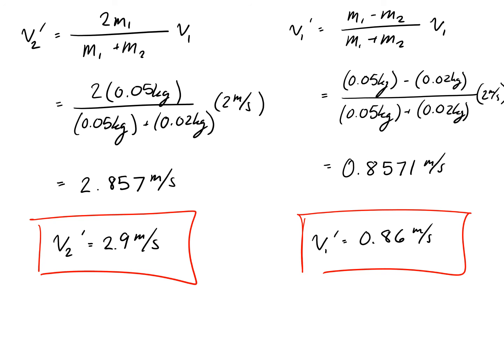So we can check if these answers make sense. Because just looking at it, it seems a little wild that somehow marble 2 is moving faster than marble 1 ever was. Right? We started at 2 meters per second, now we're going 2.9 meters per second. So let's take these numbers and plug them into the conservation of momentum to see if this works out.